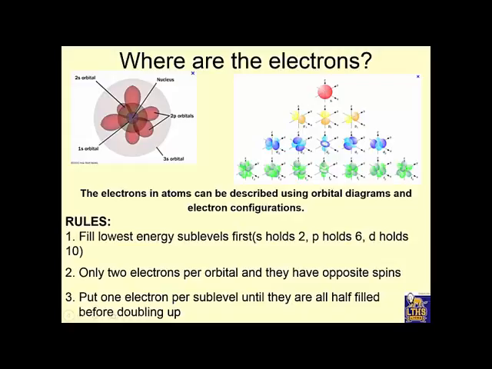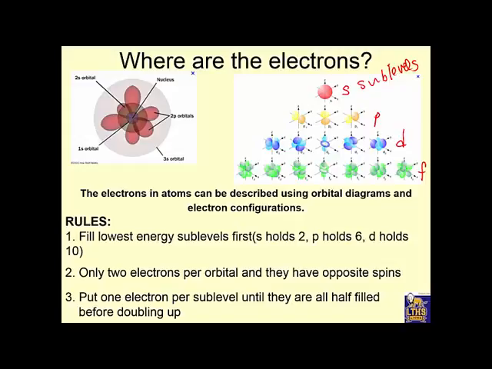So here's what orbitals look like, and these are probability maps of electron density. This is an S sublevel, here's a P sublevel, here's a D sublevel, and here's an F sublevel, and you could see how many shapes there are per sublevel. So as you get higher sublevels, there are more places to put electrons.